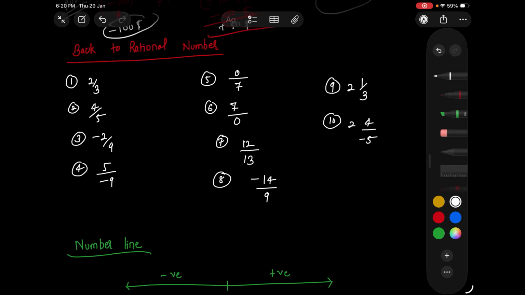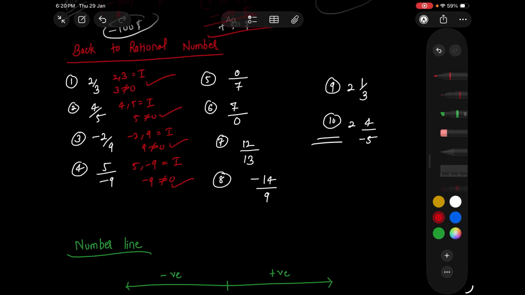We will solve these questions one by one. Here 2 upon 3. 2 and 3 are integers, 3 doesn't equal 0. It's a rational number. 4 upon 5: 4 is an integer, 5 is an integer, 5 does not equal 0. Correct. Minus 2 and 9 are integers, but 9 does not equal 0. Correct. 5 and minus 9 are integers, but minus 9 does not equal 0. Correct. All are rational numbers.